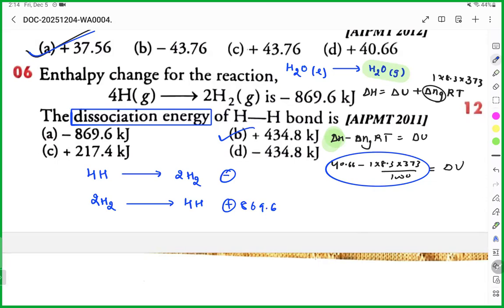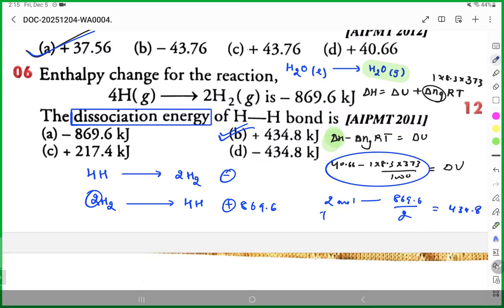And you have to calculate for 1 mole. For 2 mole this, for 1 mole, because you have 2 mole here. For 2 mole, 869.6. For 1 mole, half of this, 434.8. Sir, can we apply another thing here, like reactant minus product? It will still give 2. Not reactant, for dissociation energy it is necessary to dissociate, and this is association. We have to do dissociation, but this is association. I told you that this method will be applied.